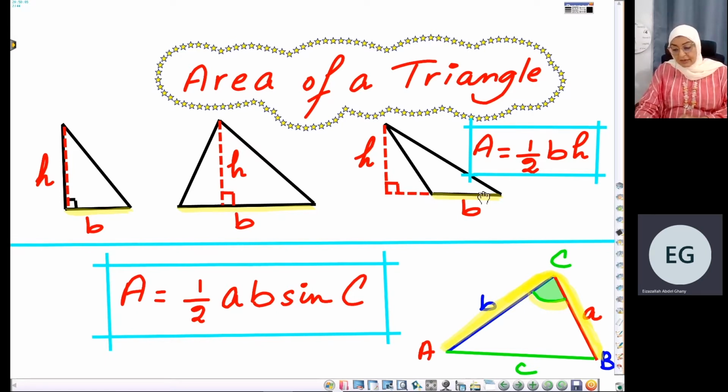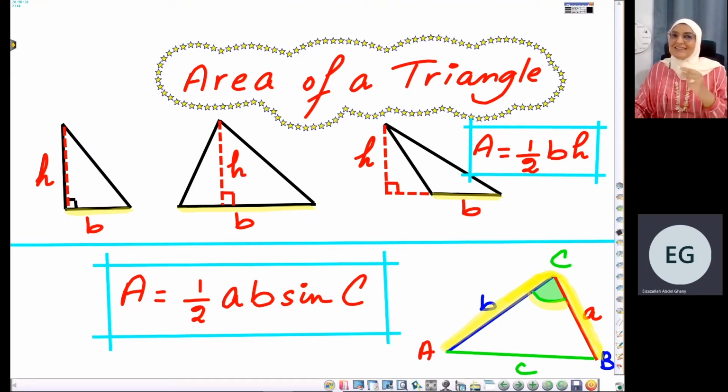About the obtuse angle triangle, this angle is obtuse, so the height will be behind. It will be outside the triangle, no problem. But take care, the base is only the highlighted one. Half base times the perpendicular height. But now in grade 10, 11, and 12, we will deal with triangles having no height given. If the height is not given, how to find the area of the triangle? It's easy. Half AB sine C.